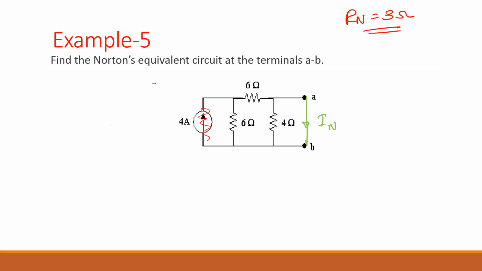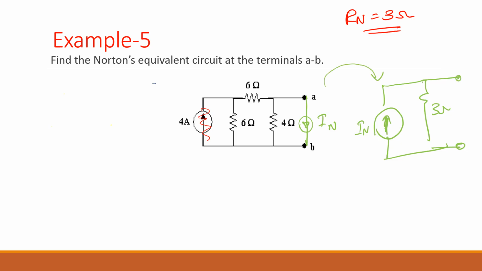If you find this IN, your Norton circuit will be, as you have downward direction here, you have IN upward, and also you have this 3 ohms like this. So you can convert it to this, isn't it? Now you need to find this IN. So how do you find the IN? You don't switch off any of these sources.